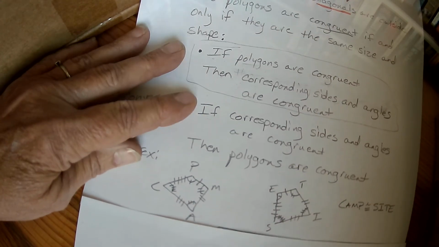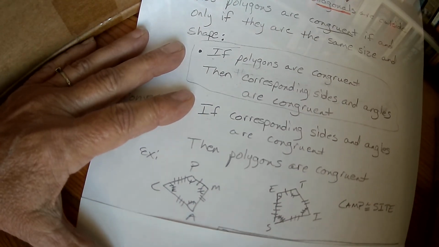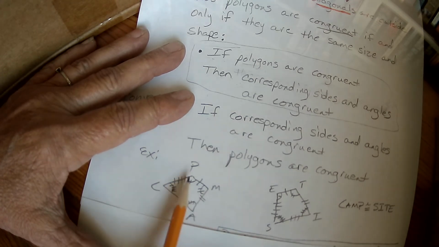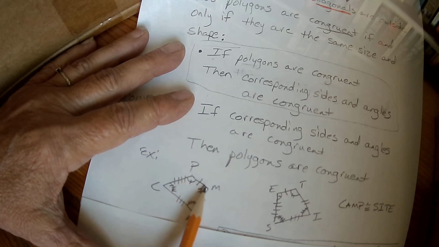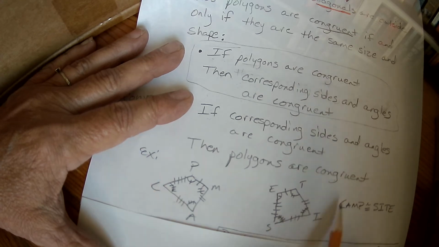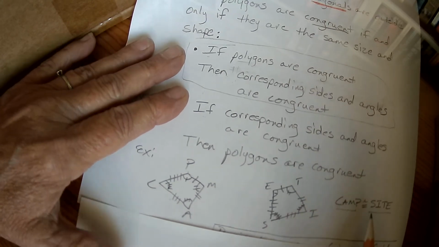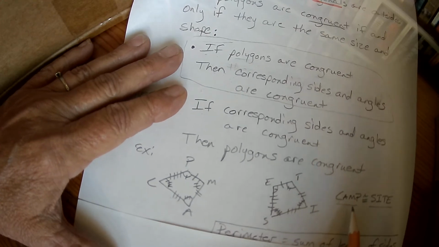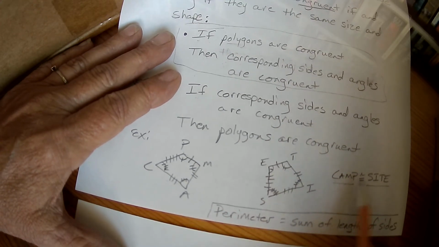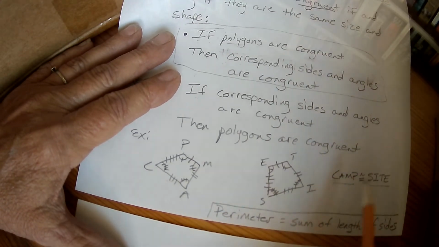Okay, so let's say we have these two quadrilaterals. This quadrilateral will be named CAMP. This one is called SITE. Get this? Clever, huh? Campsite. So remember when I said the way you place these letters is very important.